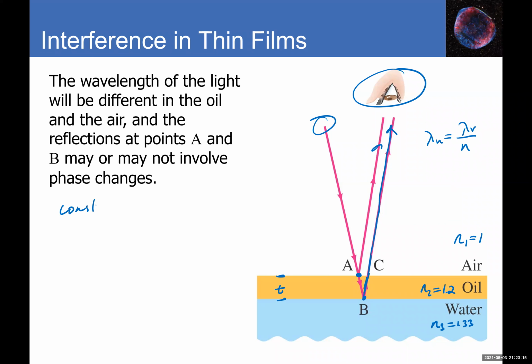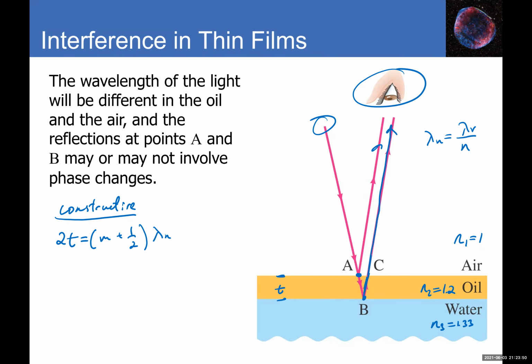So for example, for a constructive interference, the condition will be when light going this distance 2t, right? It goes down 1t, comes back 1t. So that means it covers this distance 2t, when this 2t is equal to m plus 1 half times lambda n. This will be basically the condition for constructive interference.